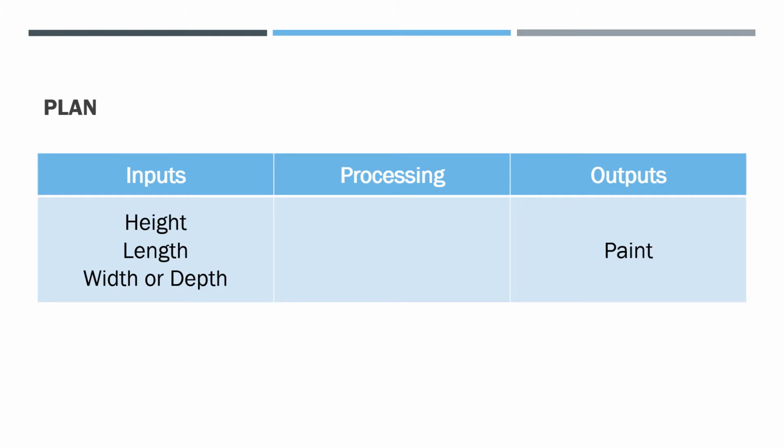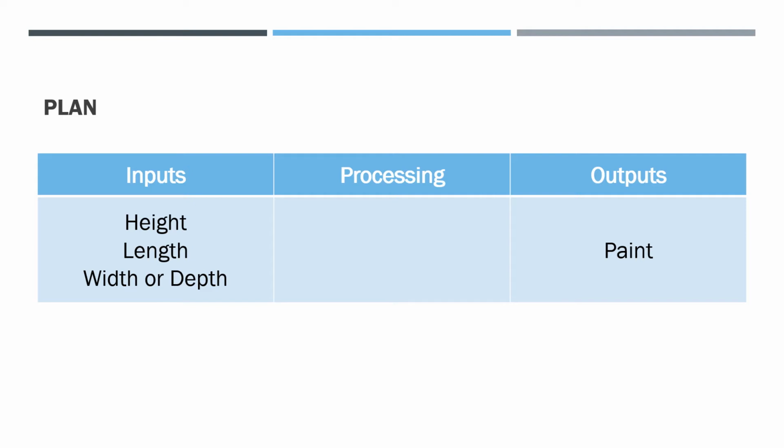So when I plan a program, I use the IPO model. First of all, I'm going to think about what are the inputs and what are the outputs. So the inputs are height and length of the room, and the width, or sometimes that's called the depth of the room. It's the short side of the room. And the outputs will be the amount of paint. The inputs are going to be in meters, and the output is going to be in litres.